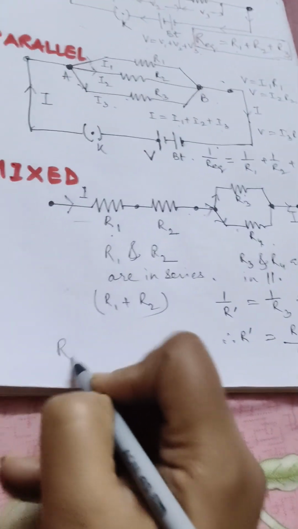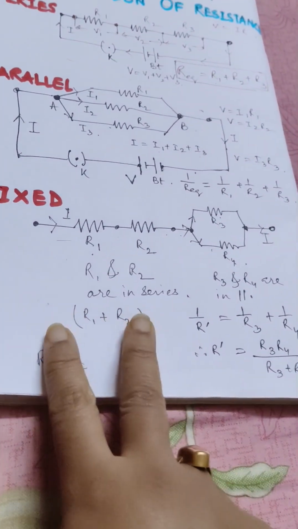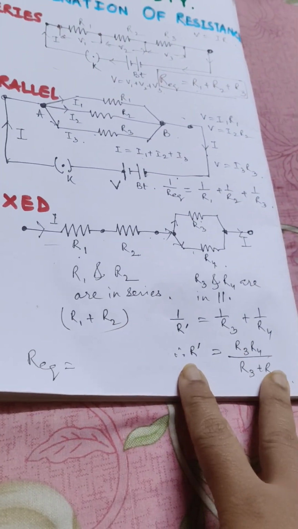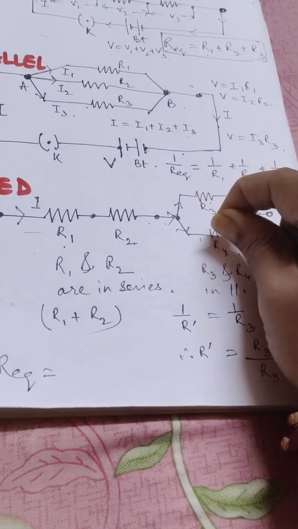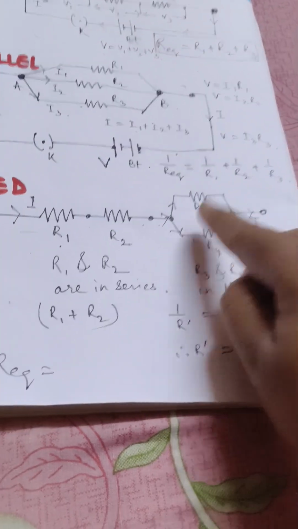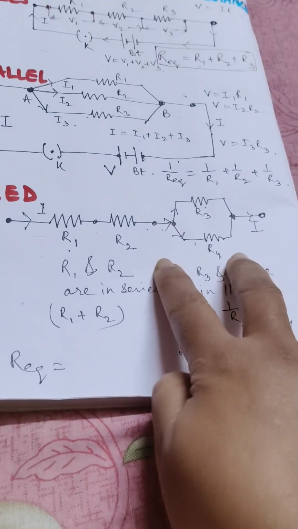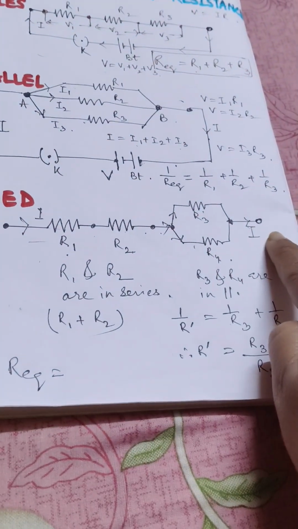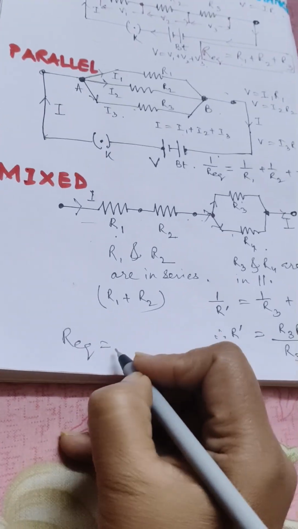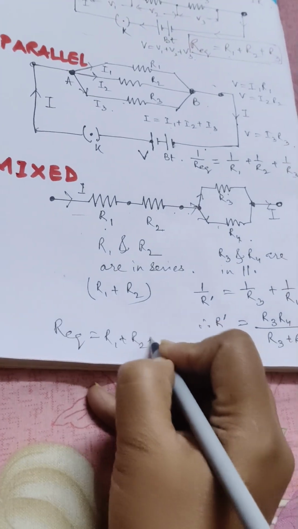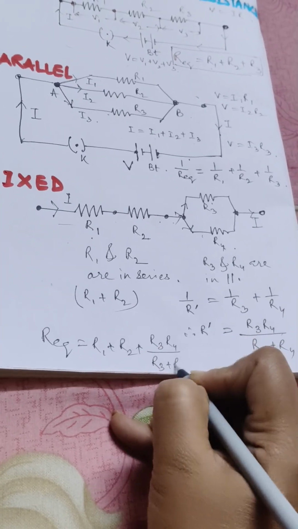Okay. So, the final equivalent resistance is a series combination of R1, R2 and R dash, isn't it? When we find equivalent resistance, we are combining these two to form one, and that one over here is R dash. So as if R1, R2, R dash, they all are in series. So what do we write here in mixed combination for the equivalent resistance? It is R1 plus R2 plus R3 into R4 by R3 plus R4.